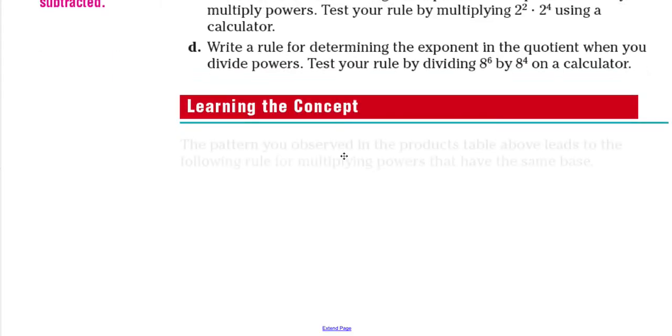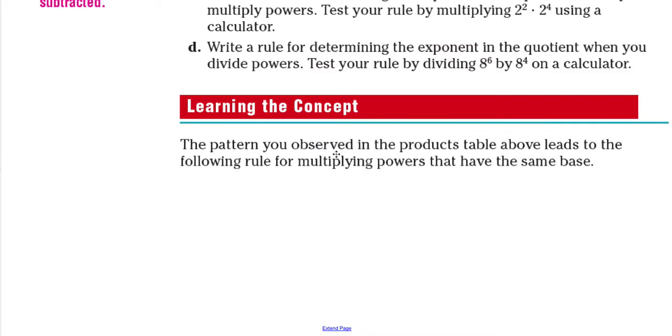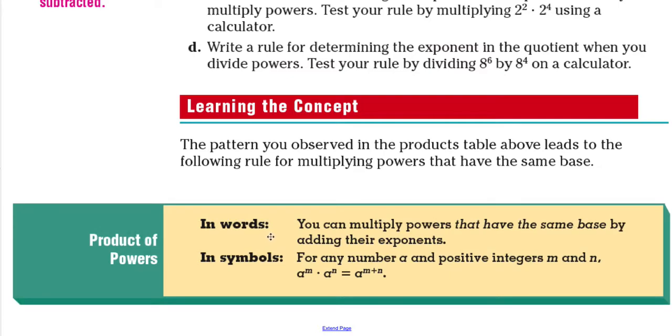The pattern you observe in the products table above leads to the following rule for multiplying powers that have the same base. So this is our rule now. You can multiply powers that have the same base by adding their exponents. For any number a and positive integers m and n, a to the m times a to the n is equal to a to the m plus n. Remember, the important thing here is that they should have the same base.